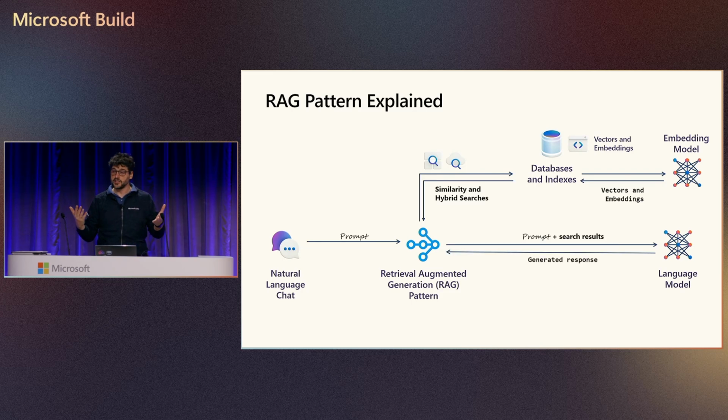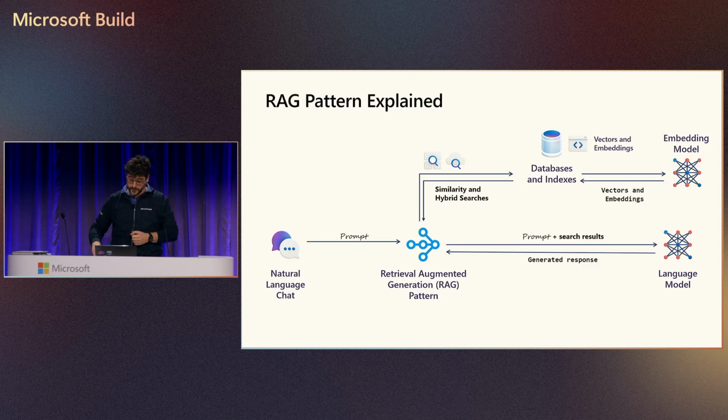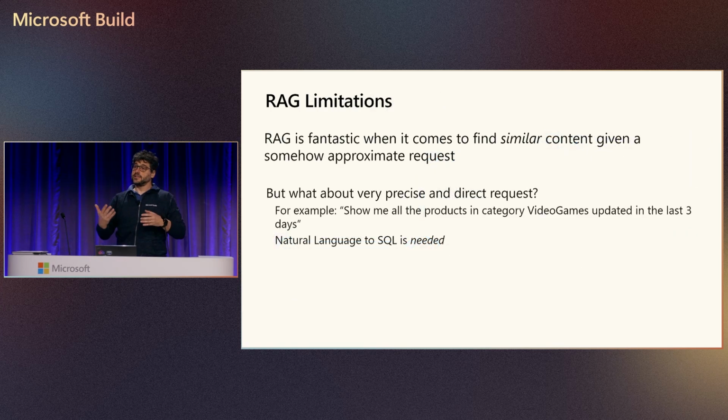So a RAG pattern is made of basically two sections. First, semantic search or hybrid search, and second, chat completion to make sure that the answers are actually relevant for the question. Now, this is fantastic. Unfortunately, it doesn't really work every single time. Why? Because it has some limitations.